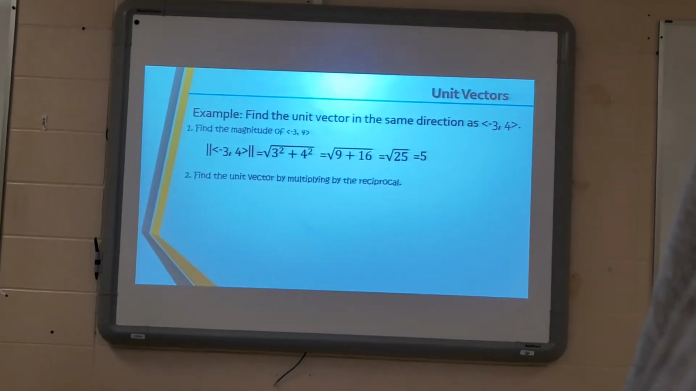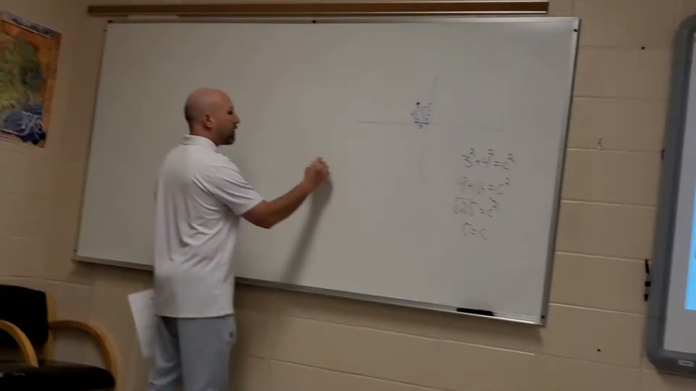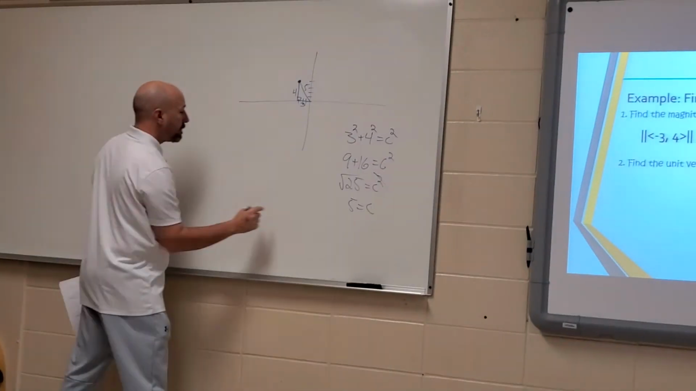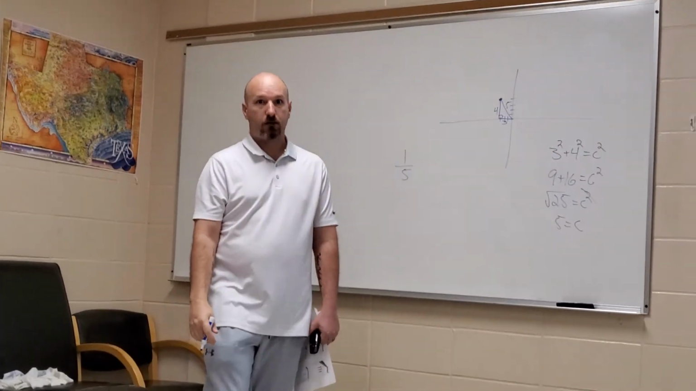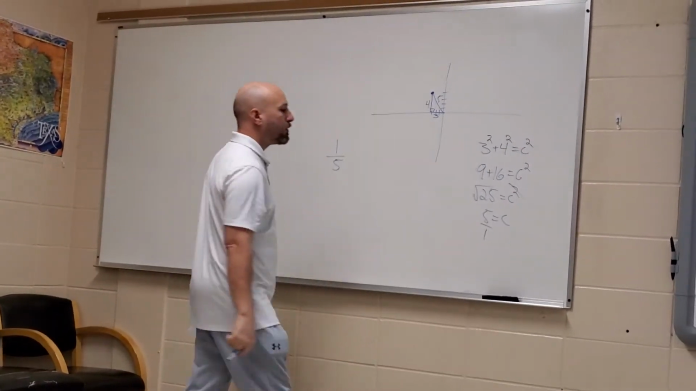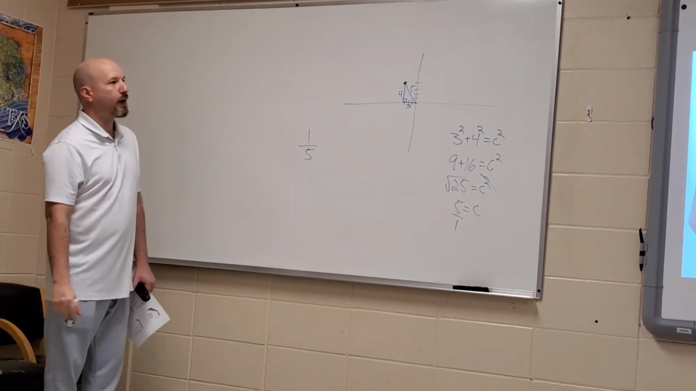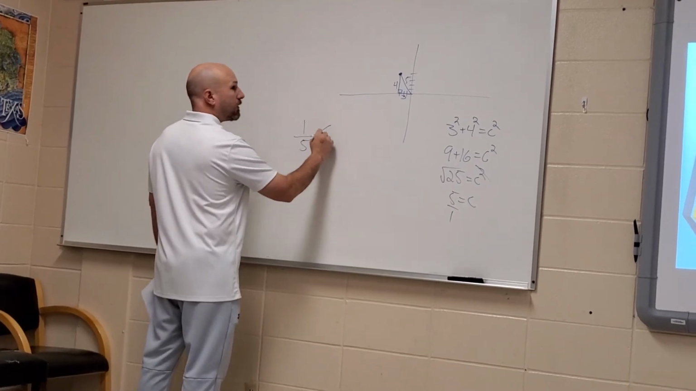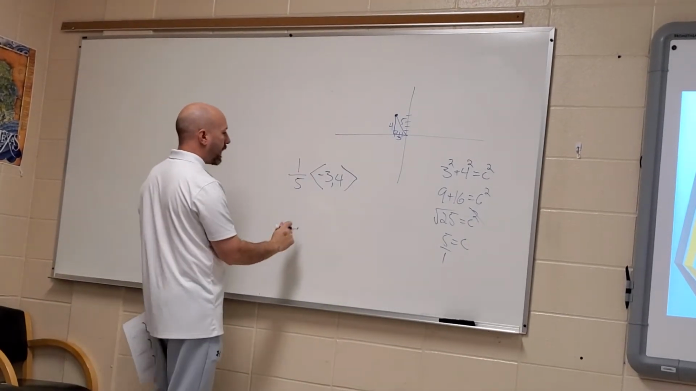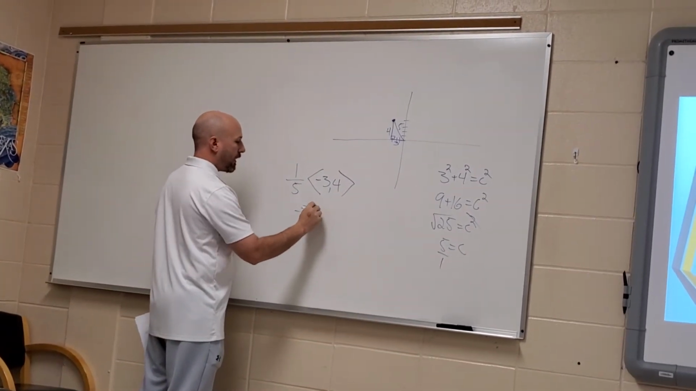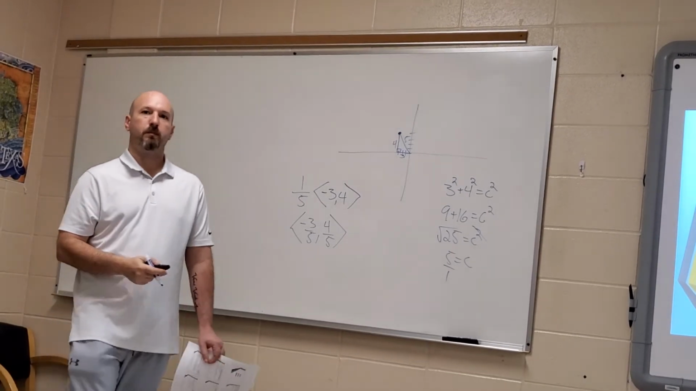Step 2 says, find the unit vector by multiplying by the reciprocal. What's the reciprocal of 5? The reciprocal of 5 is 1/5. When you do a reciprocal, you just flip the fraction over. So 5 over 1 now becomes 1 over 5, and we multiply that by the vector, and we're done. Now you can distribute this in, so you would get negative 3/5 and 4/5.